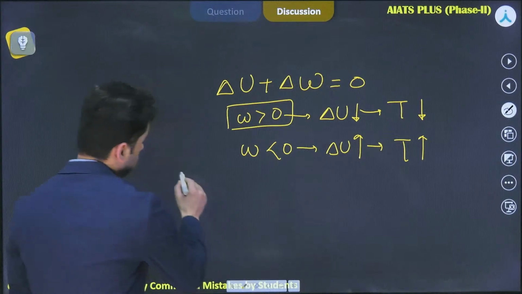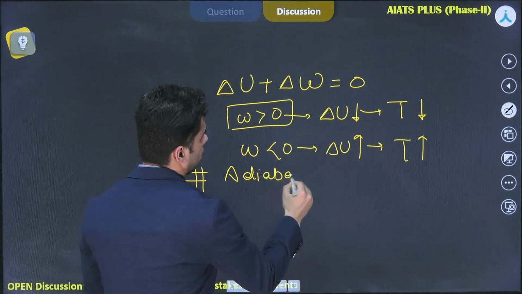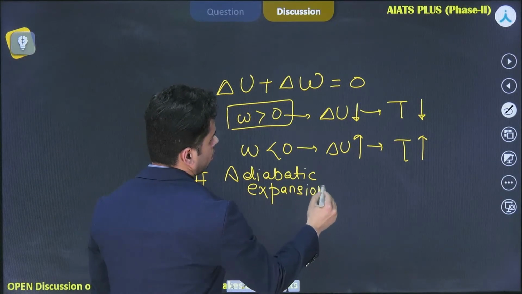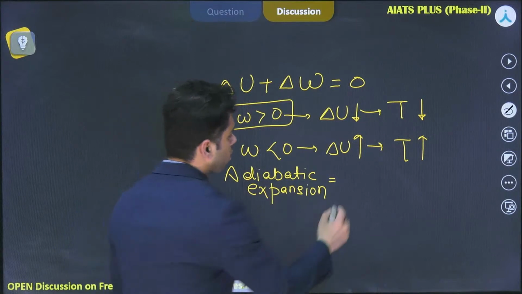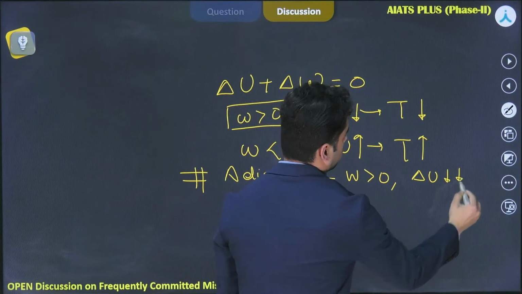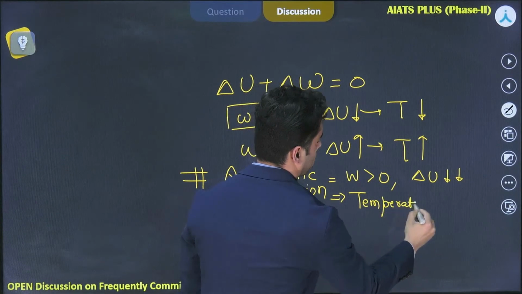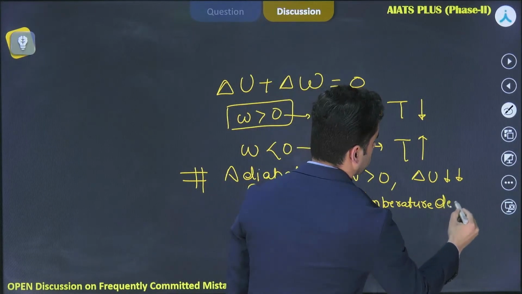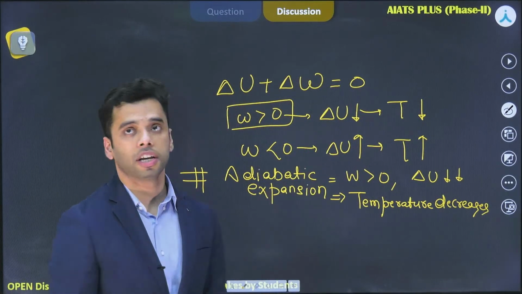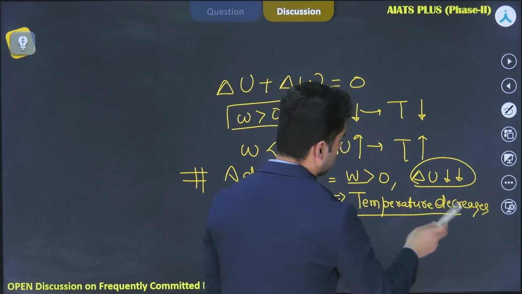So dear students, if I sum up the conclusion for you, if adiabatic expansion is taking place, in that case the work done is greater than 0 and delta U decreases. So it means that temperature decreases. Remember this as a direct result, that if adiabatic expansion is taking place, work done will be greater than 0, internal energy will decrease and temperature will decrease.